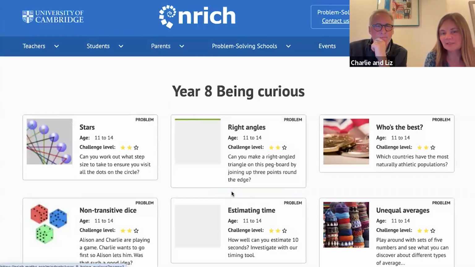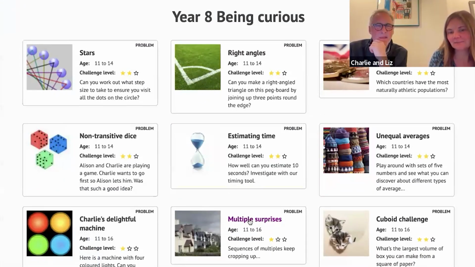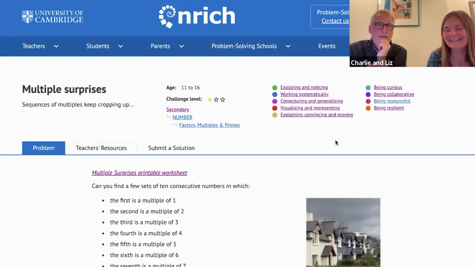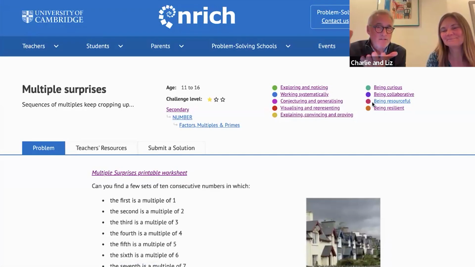Oh, well, we've got another page. Maybe it's on the second page. Here we go. Yes. There it is. Do you want to click on it? Because one of the reasons we knew it was going to be here is that this is one of our favourite problems because it does sort of tick so many of the boxes. Absolutely. Or colour so many of the circles. Not every NRICH problem manages to do everything.